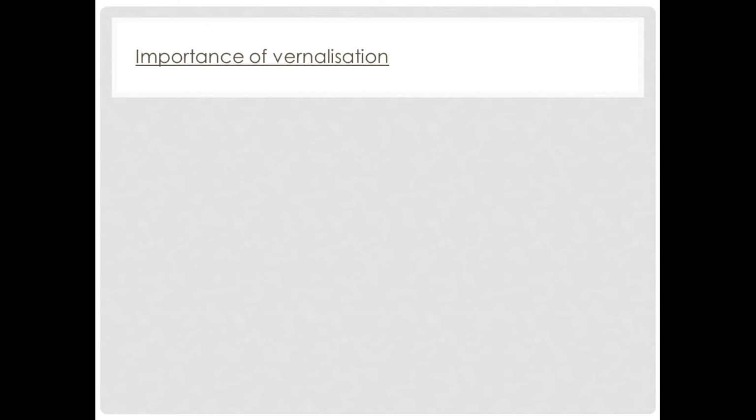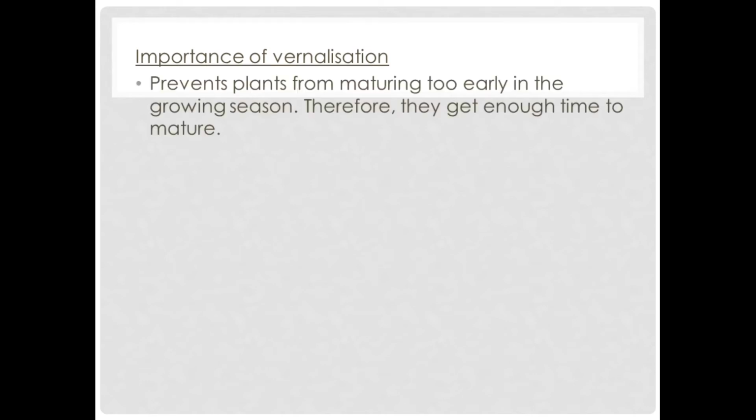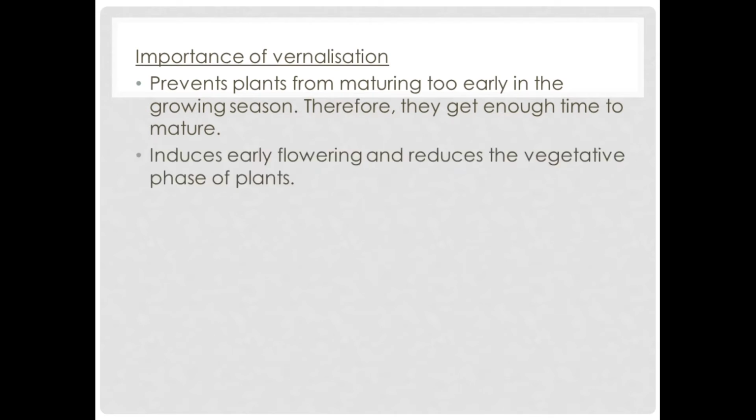Now, what is the importance of vernalisation? Vernalisation prevents plants from maturing too early in the growing season. Therefore, they get enough time to mature. It also induces early flowering and reduces the vegetative phase of a plant. So if you are a farmer and you want to induce flowering in a certain type of plant, you can actually expose it to cold temperatures, and then you induce flowering, and the vegetative phase of that plant will be shortened.